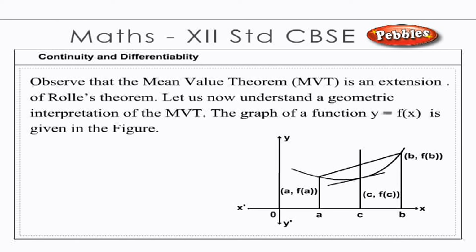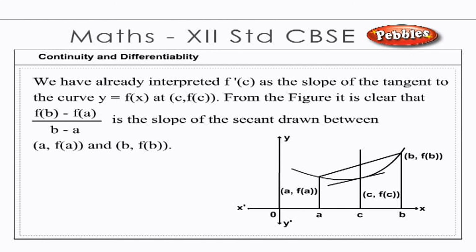Let us now understand a geometric interpretation of the mean value theorem. The graph of a function y = f(x) is given in the figure. We have already interpreted f'(c) as the slope of the tangent to the curve y = f(x) at (c, f(c)). From the figure, it is clear that (f(b) − f(a))/(b − a) is the slope of the secant drawn between (a, f(a)) and (b, f(b)).